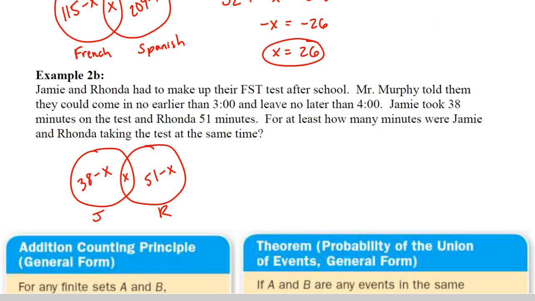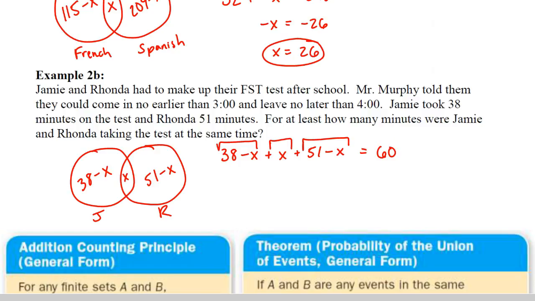So again, there were 60 minutes available for me to be with these students to take the test. So we're going to add these up and set them equal to 60 minutes. So we'd have 38 minus x, which represents the time it took Jamie to take the test by herself, plus the overlapping time that she used with Rhonda, plus Rhonda's time, which would be 51 minus x. So again, this is Jamie, this is their overlapping amount, and this is the time it was just Rhonda in the room taking the test, for a total of 60 minutes available.